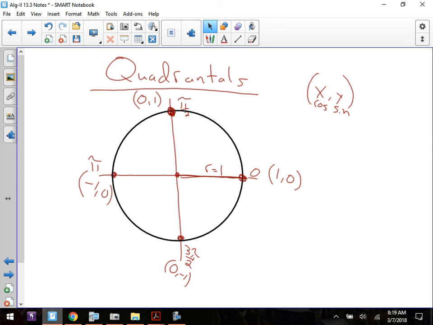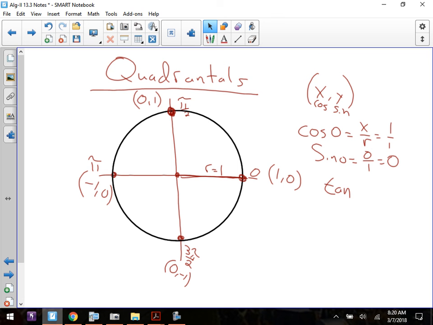So when you go through your cosine of theta, or cosine at 0 is x over r. Well, x and r are both 1. What's 1 divided by 1? 1. The sine at 0, well, that's y over r. What's the value of y at 0? 0. And 0 divided by 1 is 0.